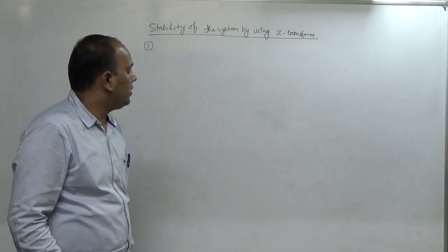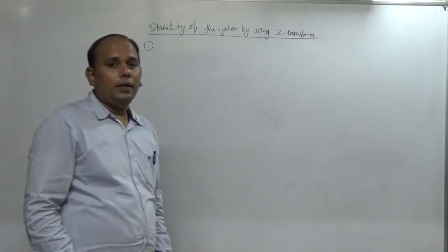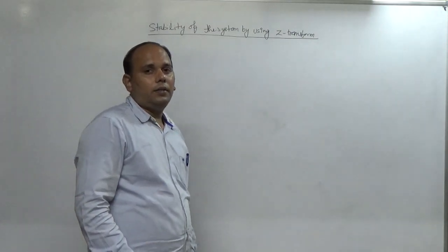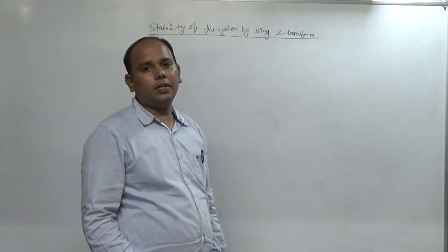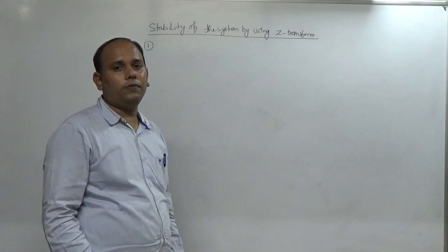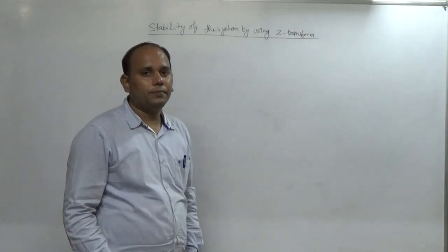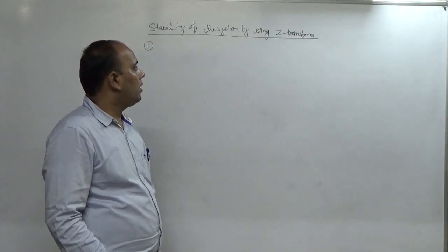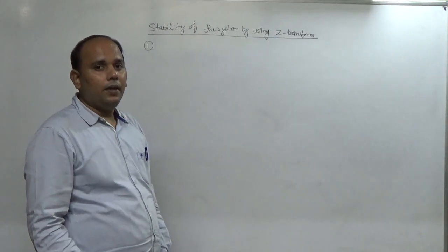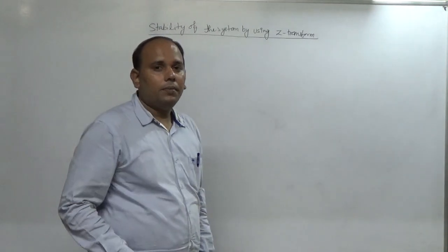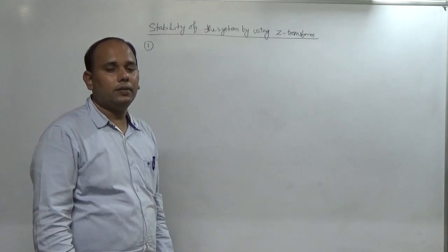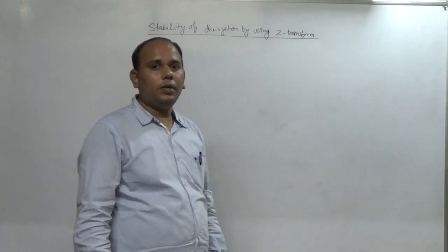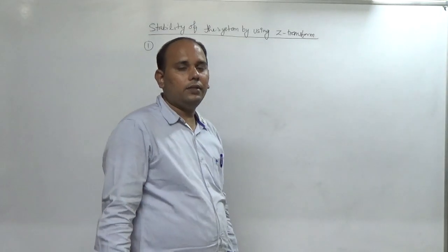Now whenever Z transform is concerned, here all the ROCs are defined in terms of circles. The straight line of the ROC of the Laplace transform is replaced by the circle. In the same way, the stability of the system using the ROC of the Z transform is defined when the ROC of the system contains the |Z| equals 1 circle. That means when the ROC of the system contains the unity circle, then the system will be stable.